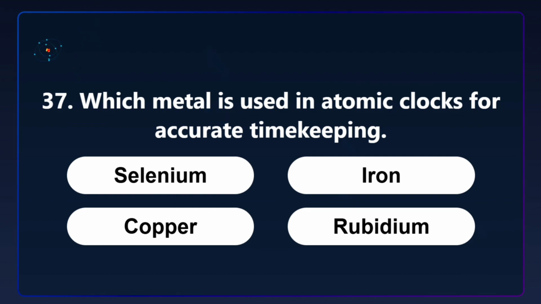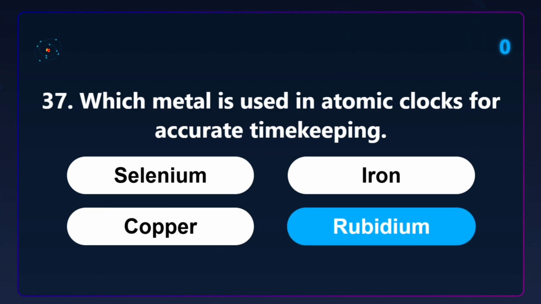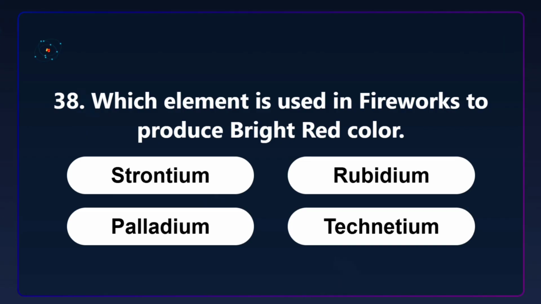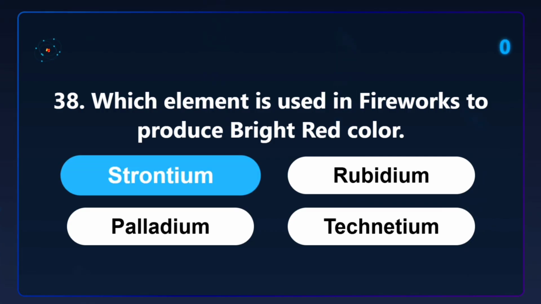Question 37. Which metal is used in atomic clocks for accurate timekeeping? The answer is rubidium. Question 38. Which element is used in fireworks to produce bright red color? The answer is strontium.